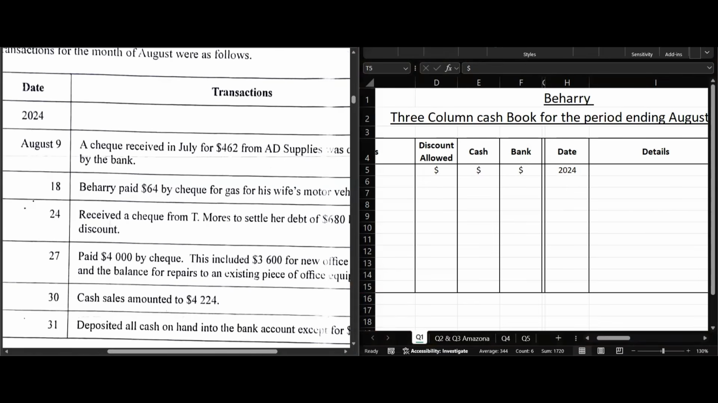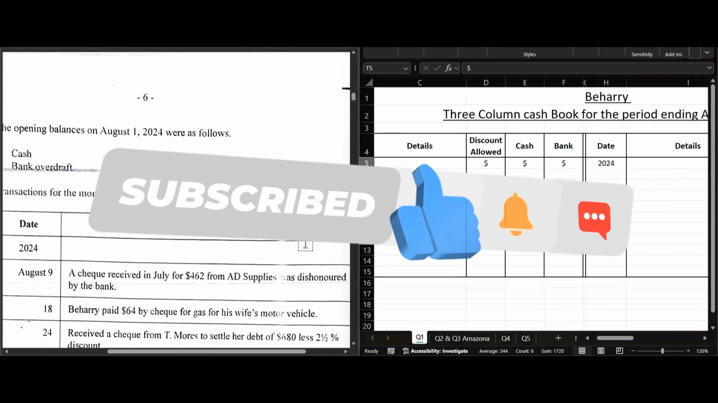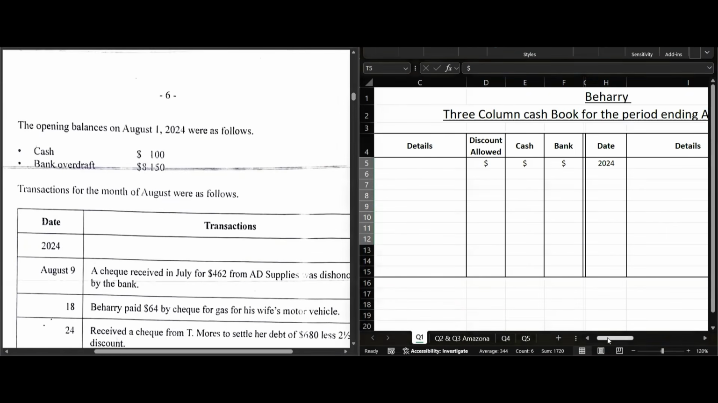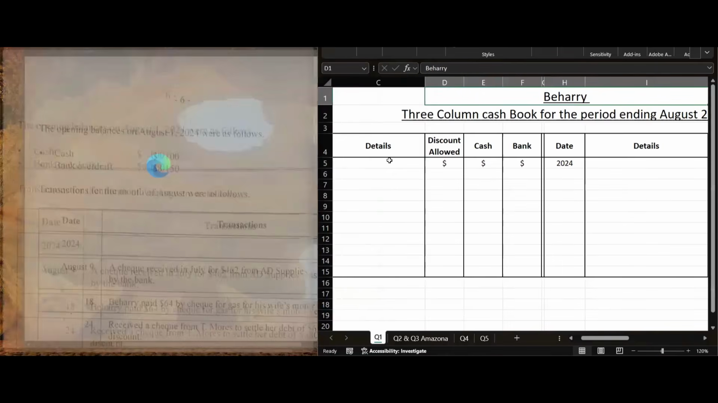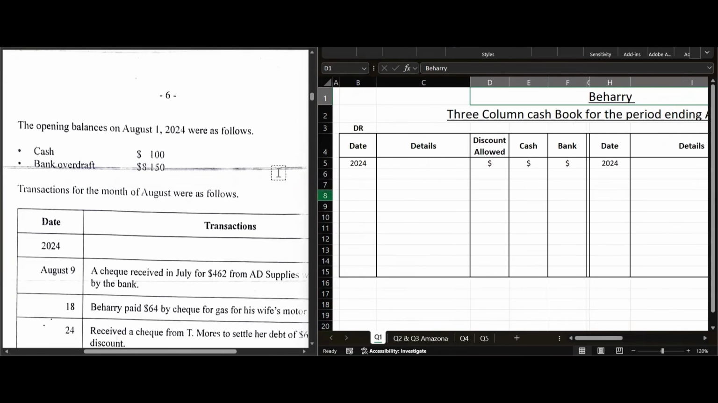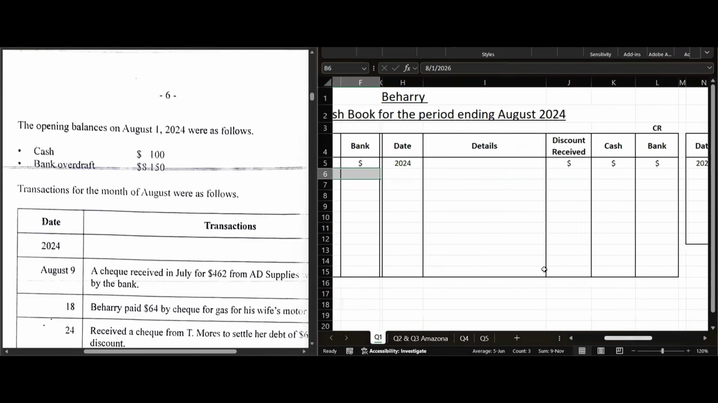Right, so let's go guys. So first we do have opening balances, cash 100. Great. Now I would also make sure and have the name Bihari at the top. Also include the heading 3-column cash book for the period ending August 2024. So there we go. So on the 1st of August, there was an opening balance of cash $100. That's going to come right here on the debit side. Balance brought down. Now there was a bank overdraft of $81.50, and as you guys know, bank overdraft will carry a credit balance.